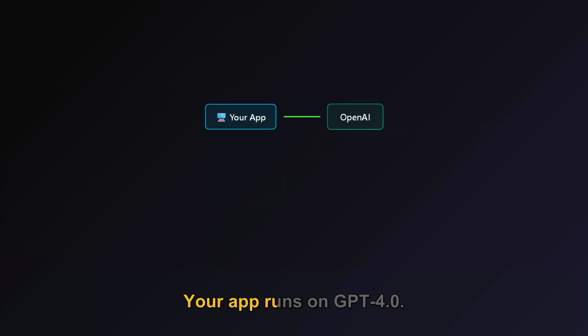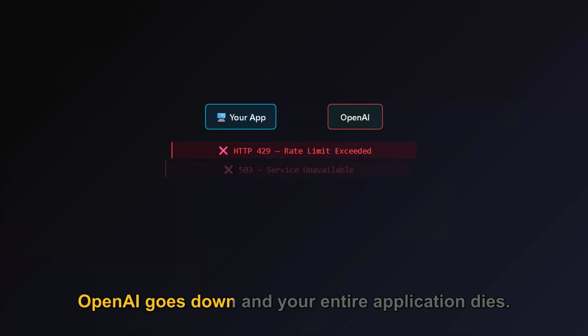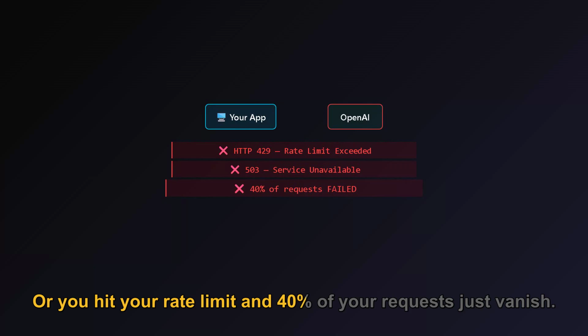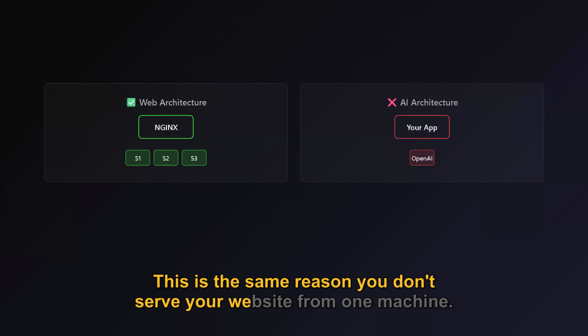Your app runs on GPT-4o. One provider, one model, one point of failure. OpenAI goes down and your entire application dies, or you hit your rate limit and 40% of your requests just vanish.